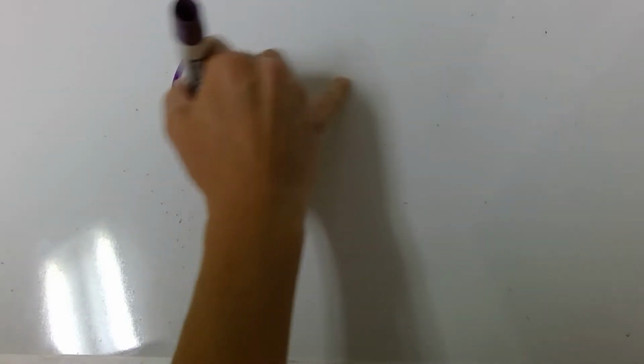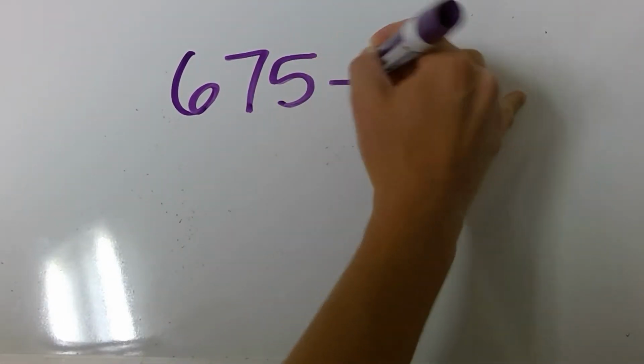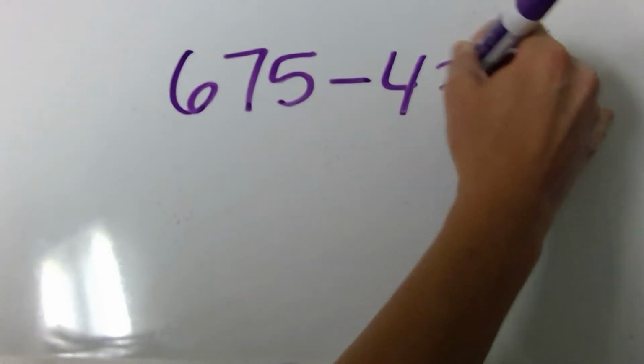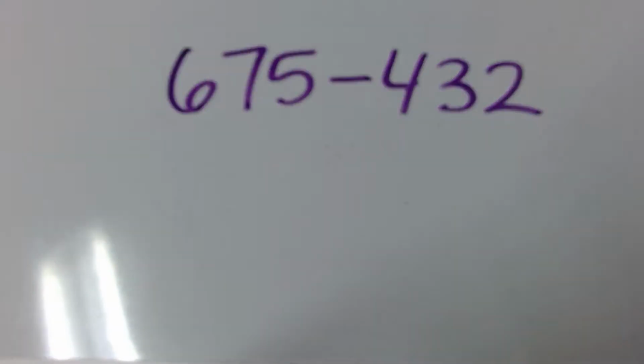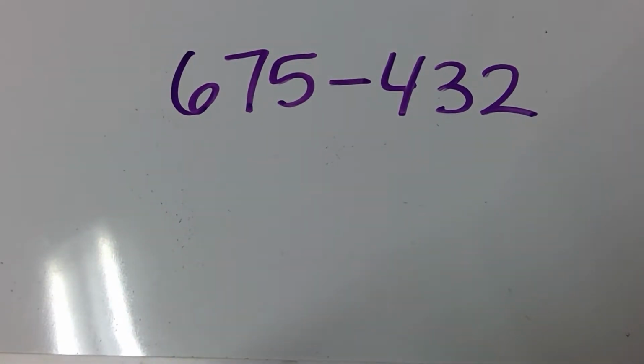I'm going to give you a problem and pause the video after I write it down. You solve it and then play the video and you can see how I did it and we'll see if we got the same answer. So let's do 675 minus 432. So go ahead, pause your video, and then solve it on your own. And when you're ready to check to see if we got the same answer, click play.